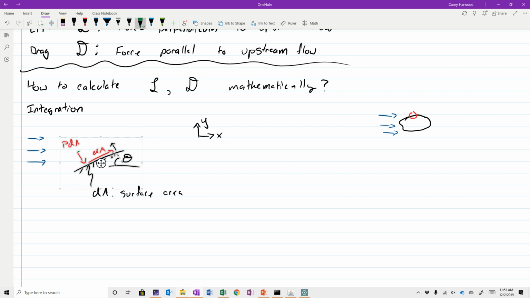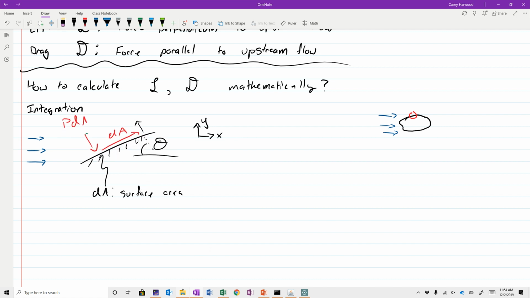Give me a moment while I make this a little bit larger. There we go. Redraw this a little bit more legibly. P dA, tau dA, and the two conspire to make this small force.